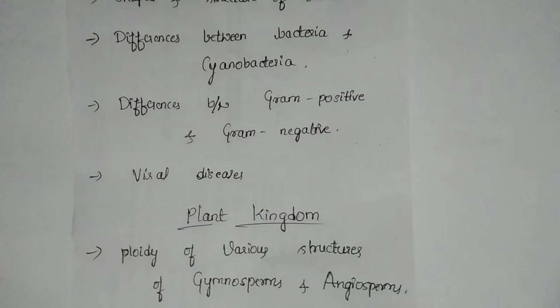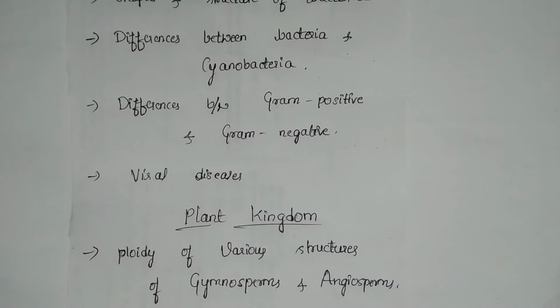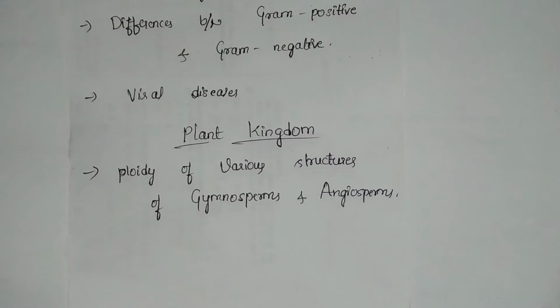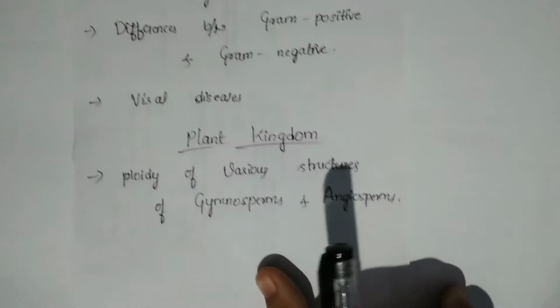So let's begin. First one is biological classification. Shapes and structure of bacteria, differences between bacteria and cyanobacteria, and difference between gram positive and gram negative, and the viral diseases. These are the concepts. In plant kingdom, ploidy of various structures of gymnosperms and angiosperms.